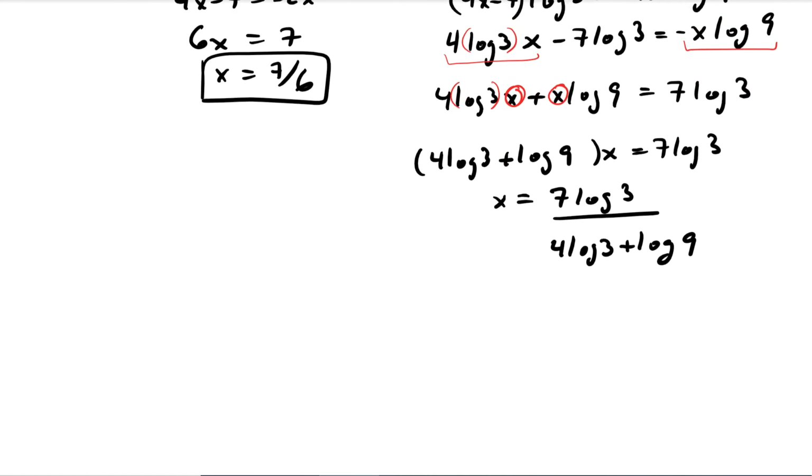Now, I could type that into my calculator, and I would eventually get 1.16 repeated, which is exactly 7/6. I just wanted to make you realize we can actually calculate this without the use of a calculator. How do we do this?